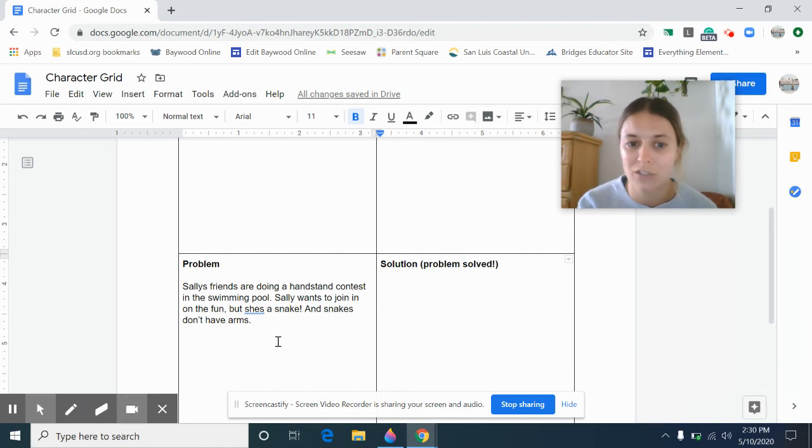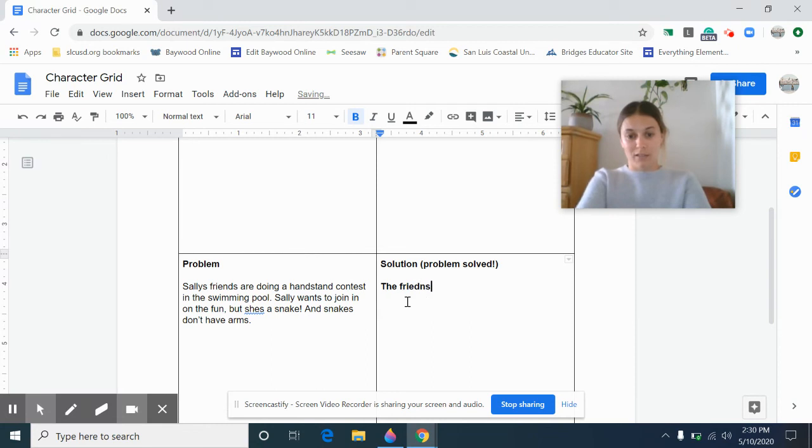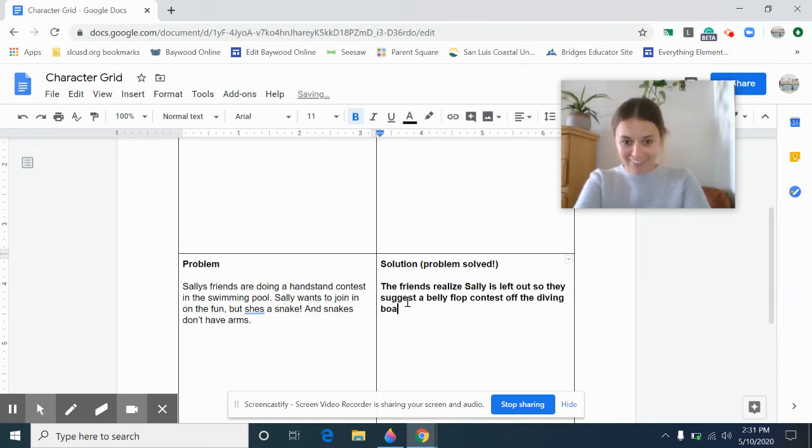My problem is that Sally's friends are doing a handstand contest in the swimming pool. Sally wants to join in on the fun, but she's a snake and snakes don't have arms. The solution is going to be friends realize Sally is left out, so they suggest a diving contest. Ooh, belly flop contest. They suggest a belly flop contest off the diving board instead.